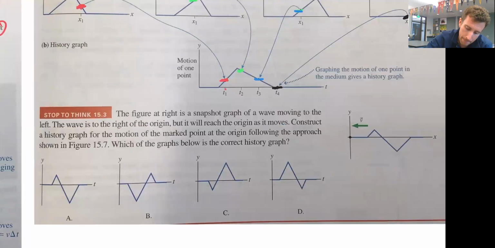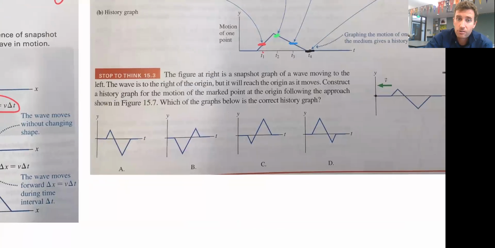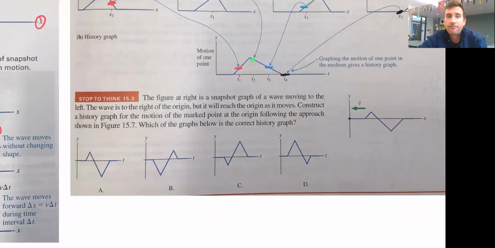All right. So let's try it this way. The figure at right is a snapshot graph of a wave moving to the left. The wave is to the right of the origin, but it will reach the origin as it moves. Construct a history graph for the motion of the marked point at the origin. So I'm going to that point right there. Following the approach shown in figure 15.7, which of the graphs below is the correct history graph?